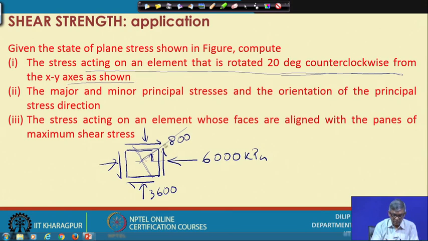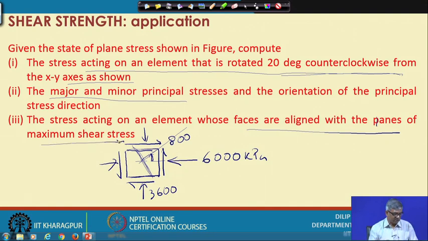So, I have to find the major and minor stresses. That means on this plane I have to find the normal and shear stress first. The second part is the major and minor principal stresses and their orientation. Then the stress acting on an element whose faces are aligned with the planes of maximum shear stress. So, there are 3 parts I have to do. Let me see them one by one.